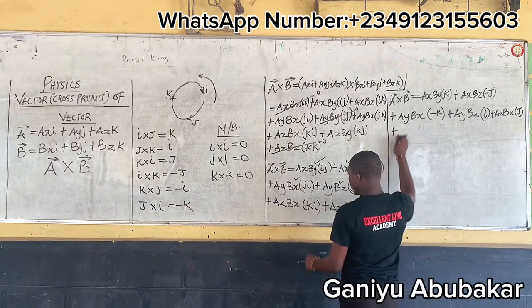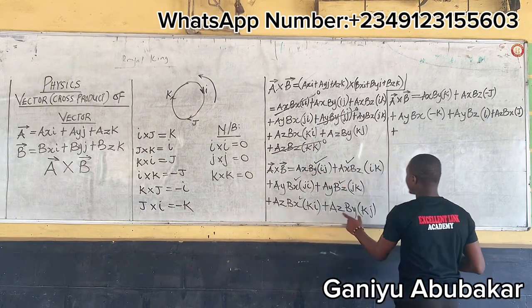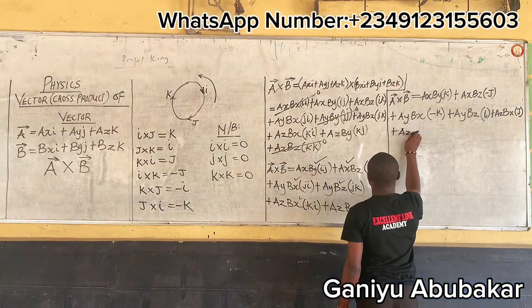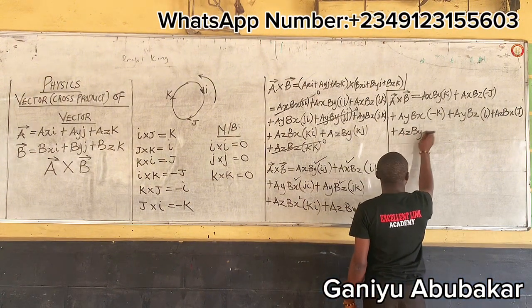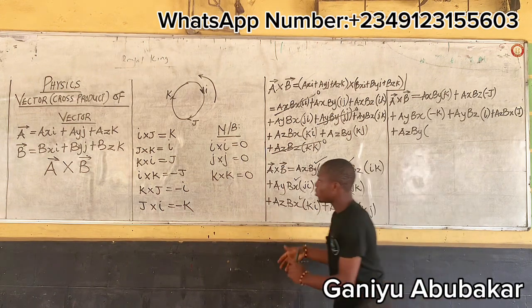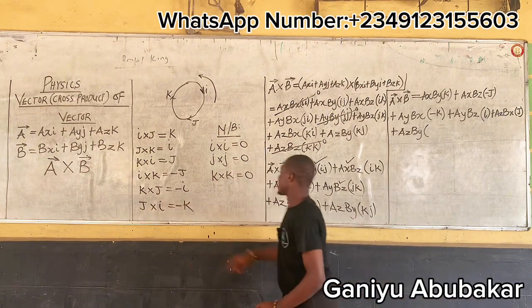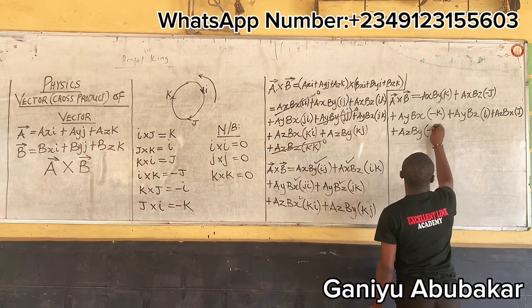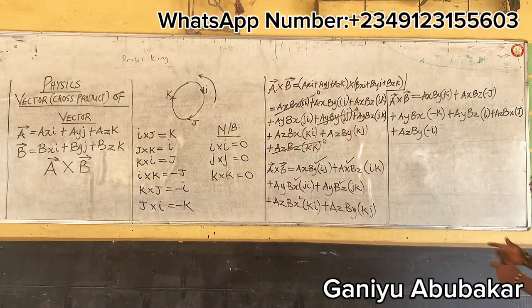Plus pick this one. Final one. That becomes what there? AZ BY into KJ, negative I minus what? I. All right, I have this one here.